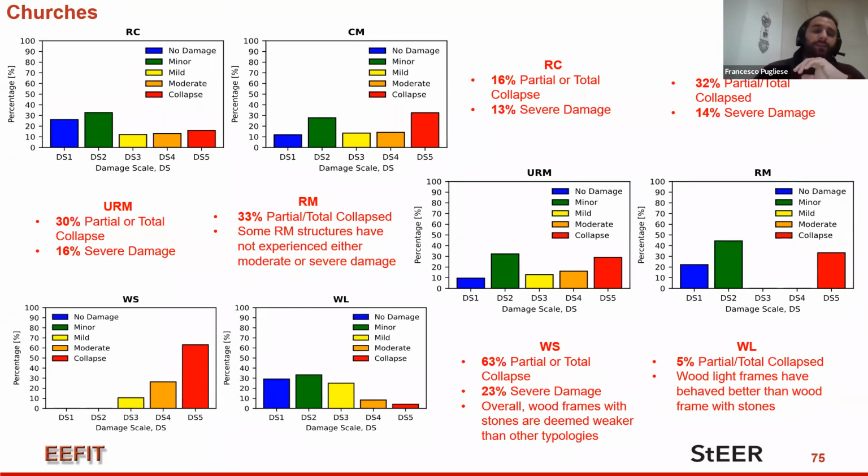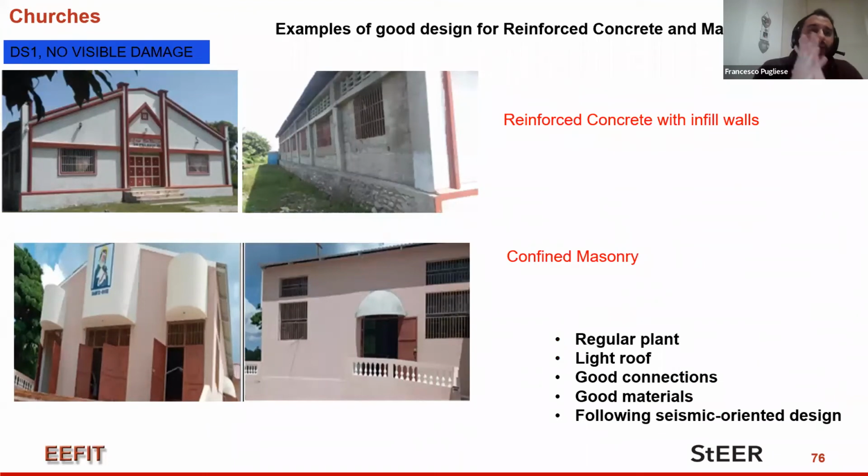In the next slide, you will see a couple of examples of good design for reinforced concrete and masonry structures. You can see that regular plan, light roof, good connection, good material, and even following a seismic oriented design have also helped a lot in terms of performance during the earthquake.